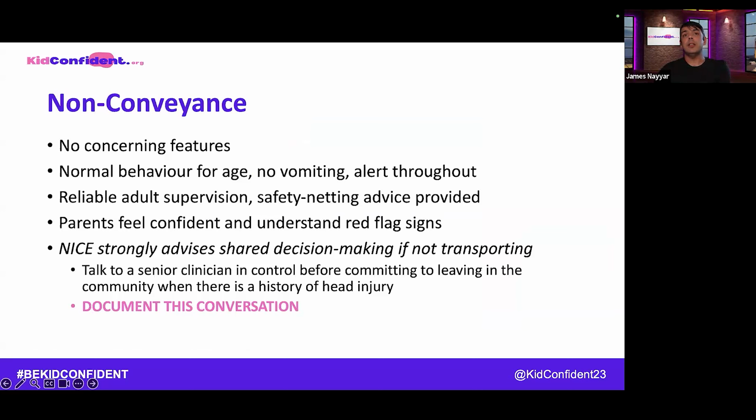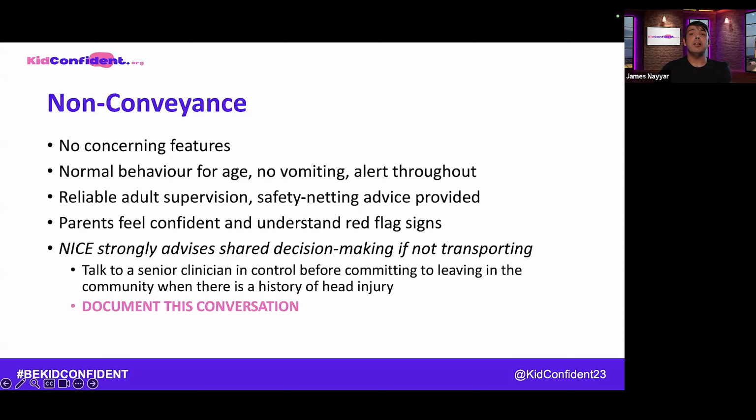What about non-conveyance? JRCALC and NICE tell you that if there's none of the concerning features that were on that list before, they've got normal behaviour for their age, they're not throwing up, and they've been alert the whole time, you're probably all right, aren't you? As long as you've got a reliable adult who's going to be able to supervise them for at least 24 to 48 hours, and you provide some safety netting advice. If parents feel confident to be able to monitor and spot any signs, and they understand what the red flags are, then I think they're all good to stay at home.